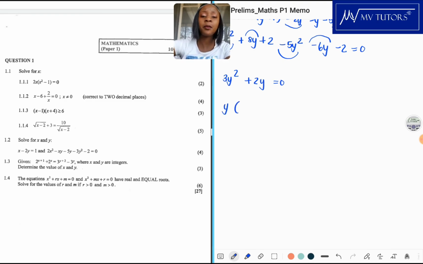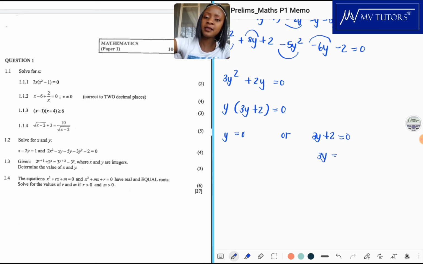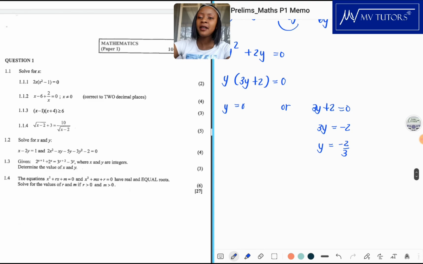So I'm going to take out the common factor, which is y. I'm left with 3y and 2. So therefore y is equal to 0, or 3y plus 2 is equal to 0. 3y is equal to negative 2. y is equal to negative 2 over 3. Why are we having fractions? Why is y doing this to us? Alright, so we have these two solutions. y is equal to 0 and y is equal to negative 2 over 3.